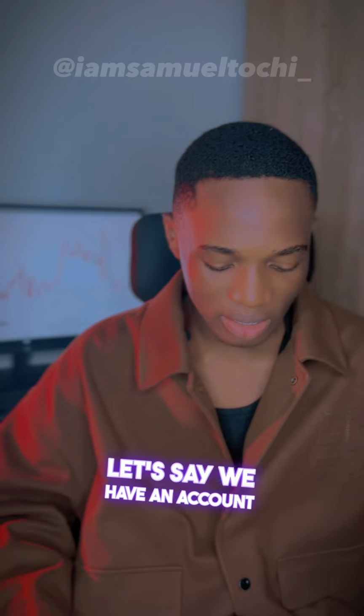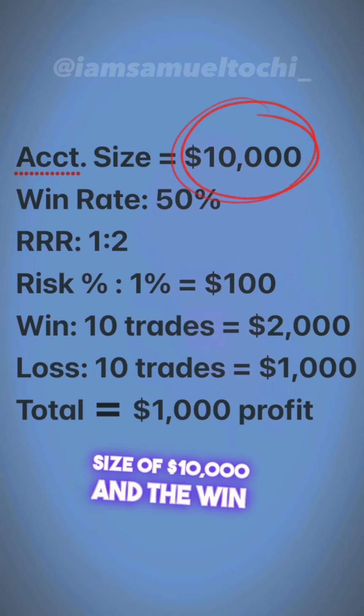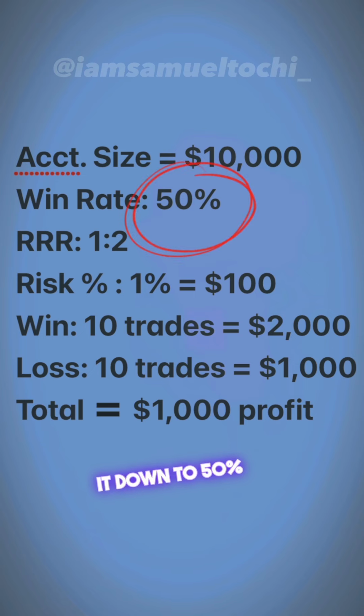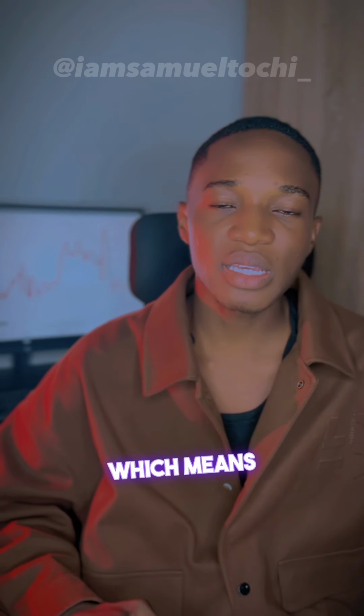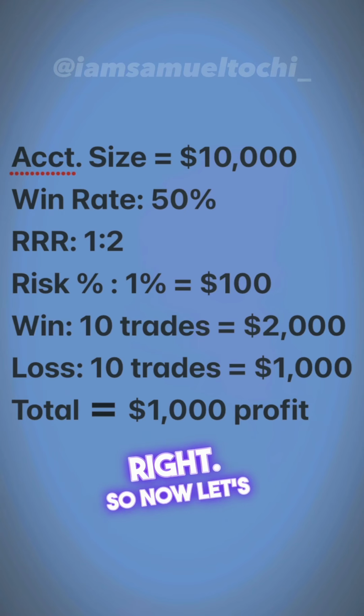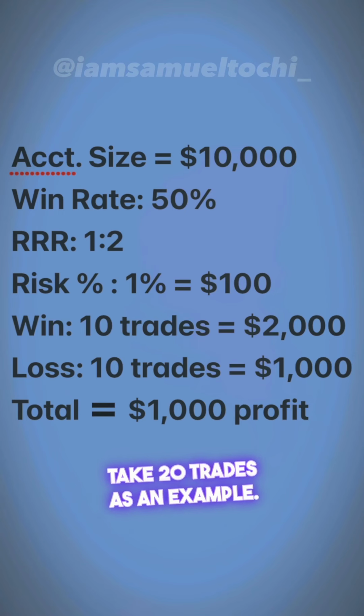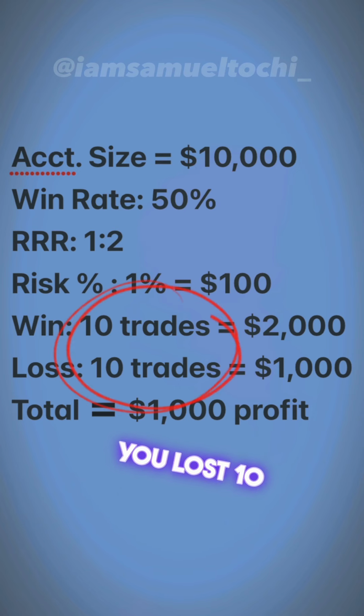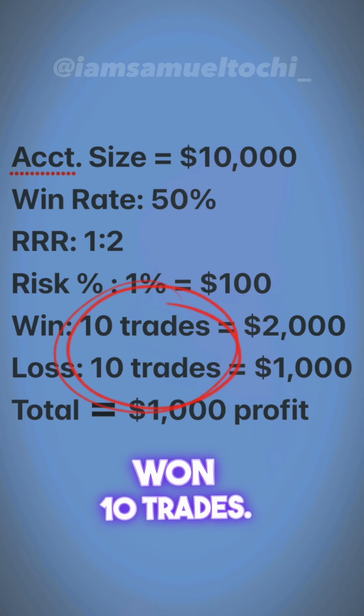Let's say we have an account size of $10,000 and the win rate of the strategy we are using, let's bring it down to 50% win rate first, which means out of 100 trades, you lose 50, you win 50, right? So now let's take 20 trades as an example, and our strategy win rate, let's say 50%, which means you lost 10 trades and you won 10 trades.